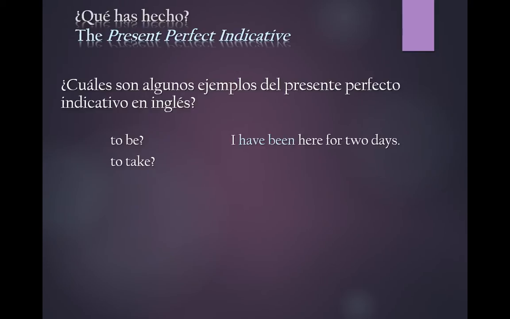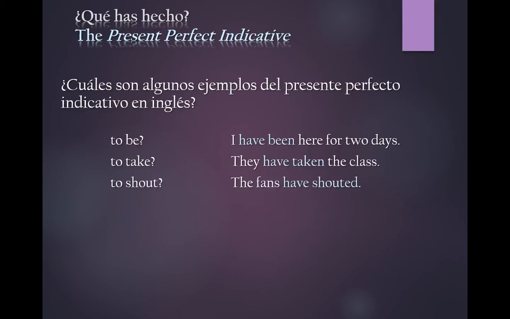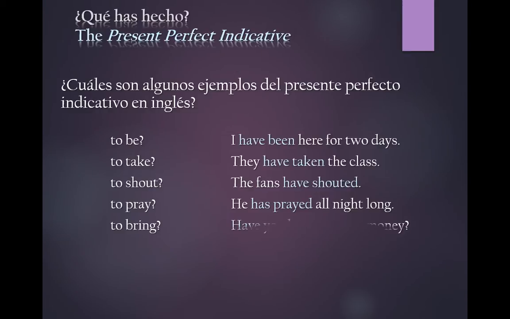What about the verb to take? Well, that would be have taken. They have taken the class. So have taken is the present perfect of the verb to take. To shout, the fans have shouted. To pray, he has prayed. To bring, have you brought? Notice, have you brought your money? Have you brought, and the you, when we ask a question, we often put the word you in between the word have and the past participle.